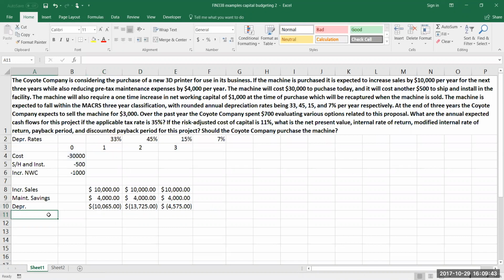At this point, we have now accounted for the increase in sales. We've accounted for the pre-tax maintenance expense savings. We have accounted for this $30,000 purchase today, the $500 cost to ship it, the $1,000 one-time effect on net working capital. We've incorporated some depreciation. And so now what we need to do is start looking at what's going to happen in terms of things like taxes.